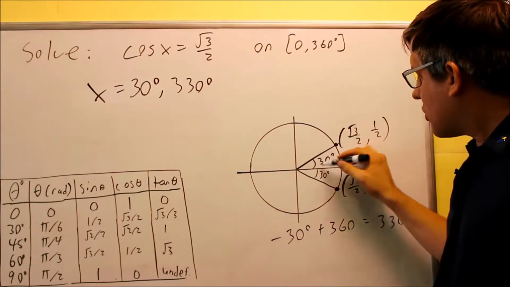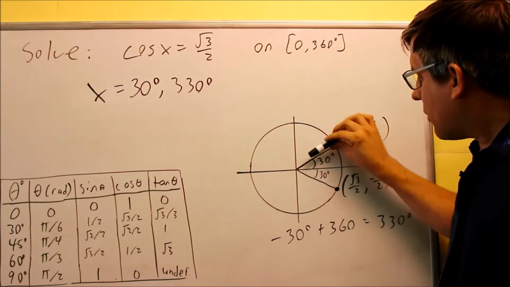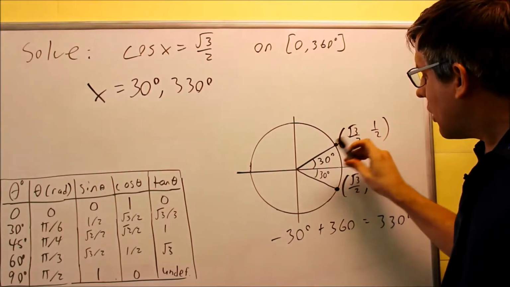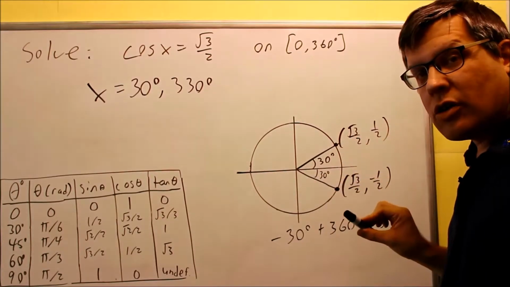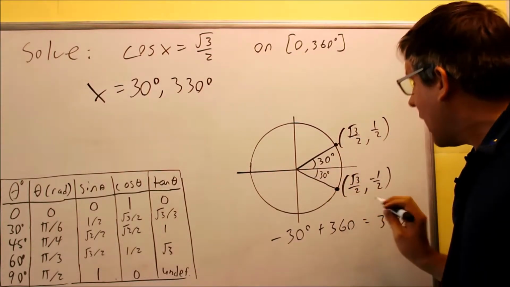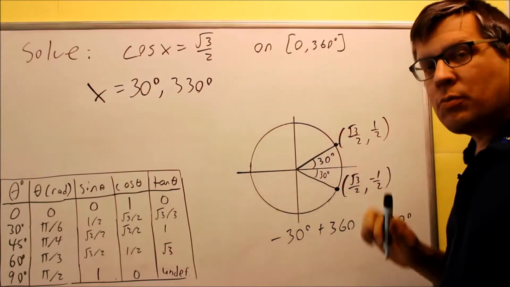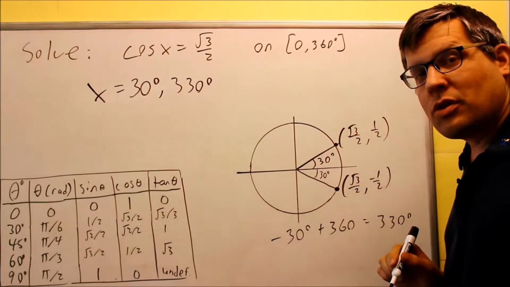So I'm really using a reference angle here. Going up this way, 30 degrees, it's the same thing as going 30 down in that quadrant. It's just that I have to make sure that the angle that I have actually fits the original problem. It's got to be an angle between 0 and 360.